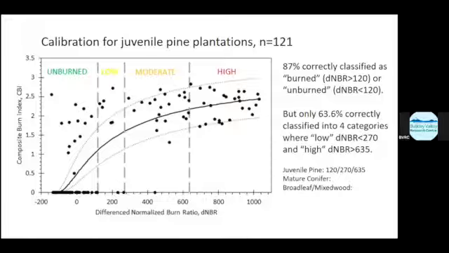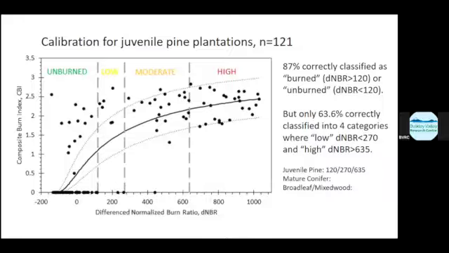So here's some results that we found from our campaign of Composite Burn Index assessments. This work was led by Sam Coggins and helped out by a lot of UNBC students, looking at some of our big fires in 2018 and the Plateau Complex from 2017. And we found that the difference normalized burn ratio did a very good job of identifying burned versus unburned forest. Okay, we could get that 87% correct.